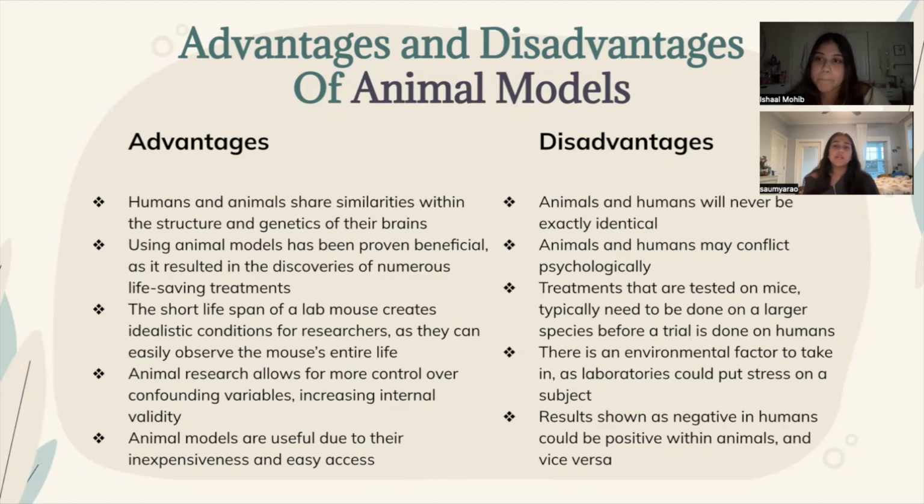But there are disadvantages, though, as animals and humans will never be exactly identical. Animals and humans may conflict psychologically, and treatments that are tested on mice typically need to be done on a larger species before a trial is done on humans. There is also an environmental factor to take in, as laboratories could put stress on a subject. Results shown as negative in humans could be positive within animals, and vice versa.